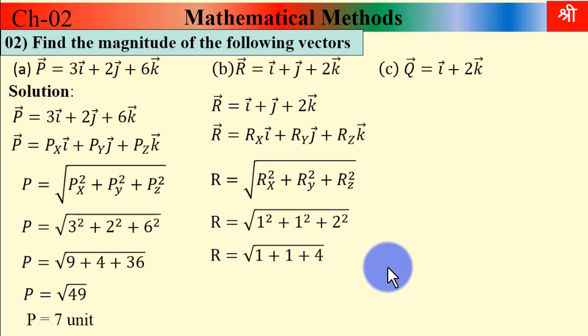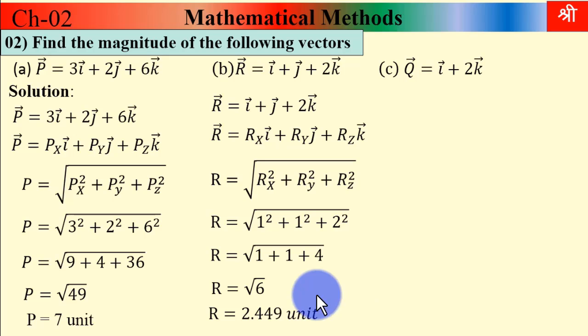4 plus 2 is 6. Now use the log table to find the square root. There is a page of square roots in the log table. See the square root, we get r equal to 2.449 unit. This is the magnitude of this vector r. Similarly, determine the magnitude of this vector q.